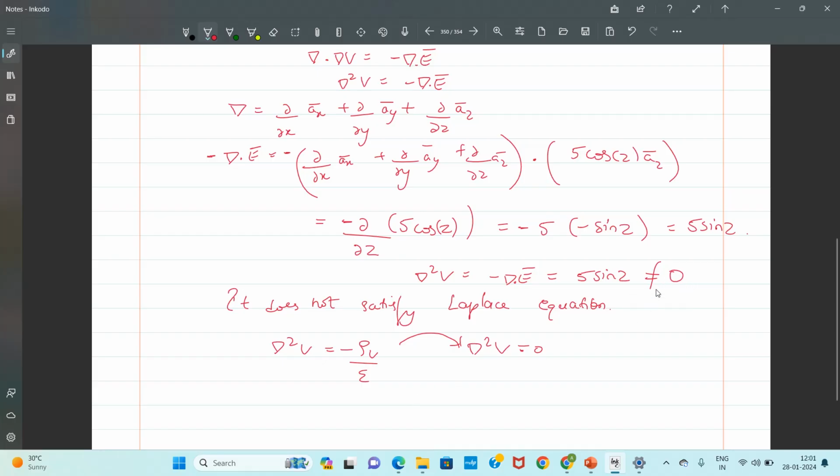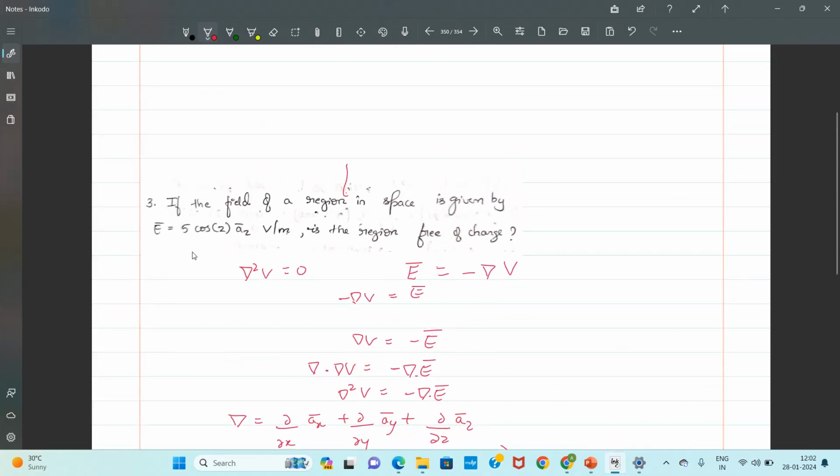But here in this problem, you're getting something other than 0, which means that the assumption that there is no charge is not valid here. So we can say that the region is not charge free. This particular region does contain a charge which is not equal to 0. It is a region where there is a charge present in it. That's why we are not able to satisfy the Laplace equation.